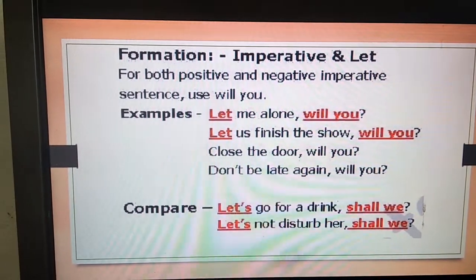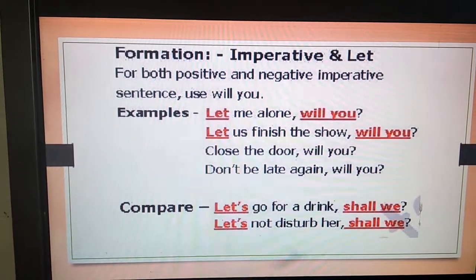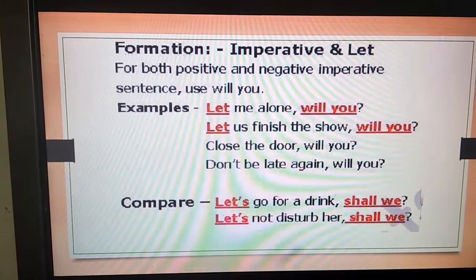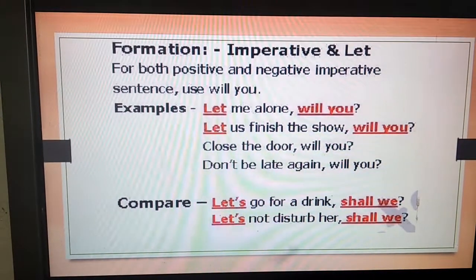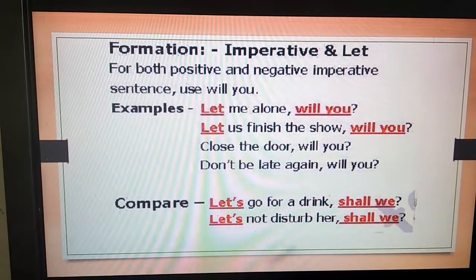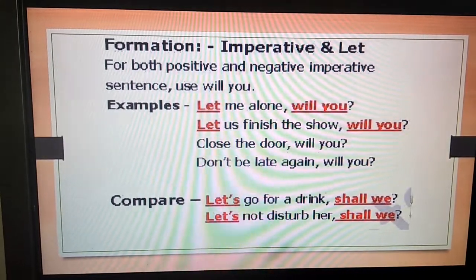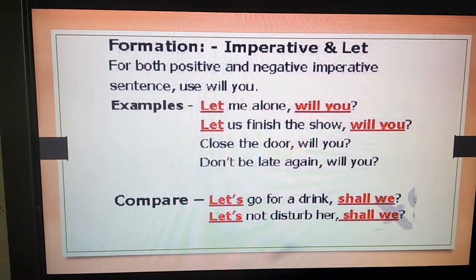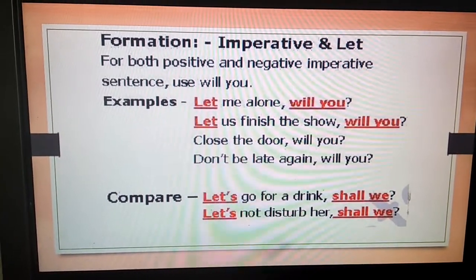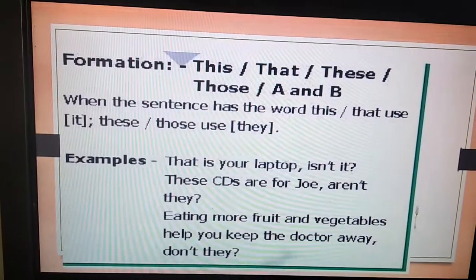Don't be late again. This is the negative statement. And still also we have used the positive question tag. So what we have to remember? That whenever there is an imperative sentence or a let sentence, we have to add only a positive question tag. Let us go for a drink, shall we? Let us not disturb her, shall we? Understood? This is only in the imperative sentence and the sentence that begins with let.